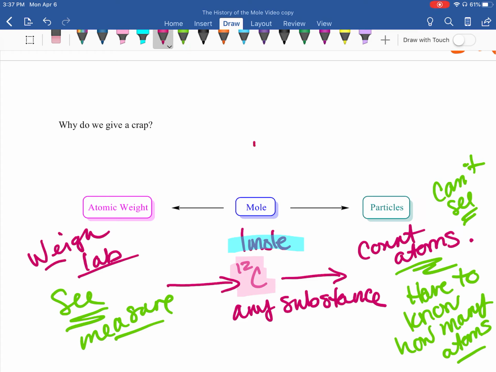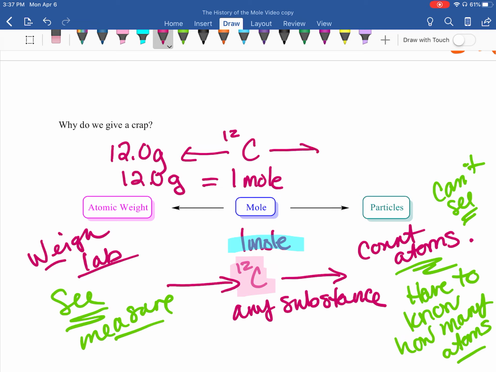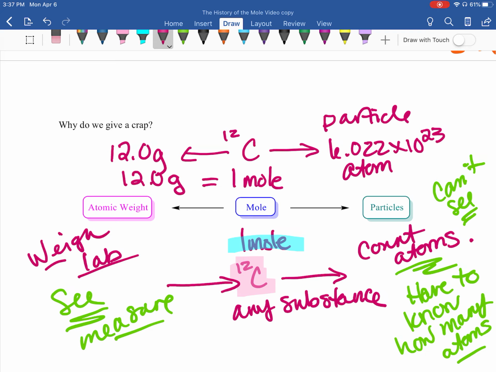Our 1980s definition was to take carbon 12 and to set that equal to 12 grams. So 1 mole of carbon 12 is equal to the weight of 12 grams. Okay? And then how many particles are in there? So that's the 1980s definition, was to call this a particle: 6.02 times 10 to the 23rd particles in that carbon sample. So we know that that particle is an atom, but the mole can be any particle.